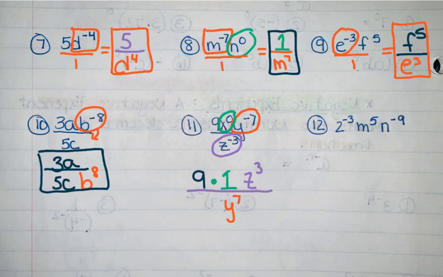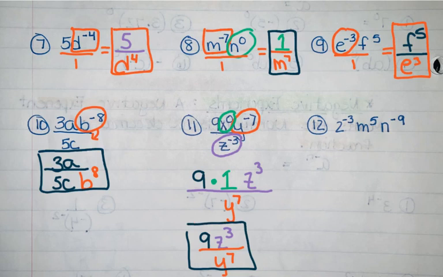So if I multiply 9 times 1, I'm going to get 9. And then I can't reduce anything else. So 9z to the 3rd over y to the 7th. So that is how that simplifies.